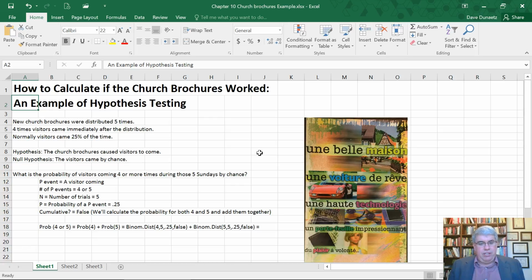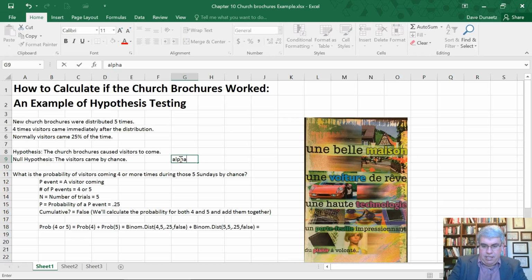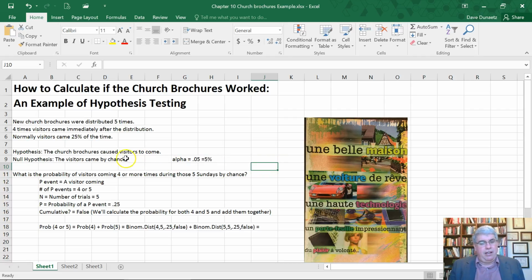So the cutoff point that we're going to use, our alpha, is going to be 5%. So we're going to say alpha equals 0.05, or we could say equals 5%. So what that means is that if there's more than a 5% chance of getting that many visitors by chance, we're going to say we don't have any evidence that the brochures worked. But if there's less than a 5% chance that we could get that many visitors, we're going to say, oh, the brochures probably worked. So that's what our alpha level is going to tell us. It's a cutoff point between who knows, or whoa, that was too freaky to happen by chance. They must really have an effect.